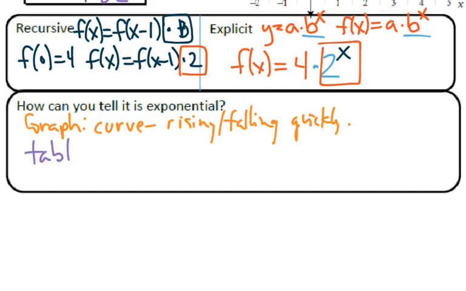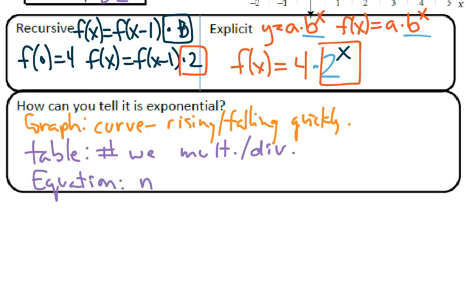All right, what about with the table? Pretty easy to see. The number we multiply or divide. That one's pretty easy to see. In the equation, the variable is an exponent, right? An exponent, and that tells us that it's going to be exponential. Okay?